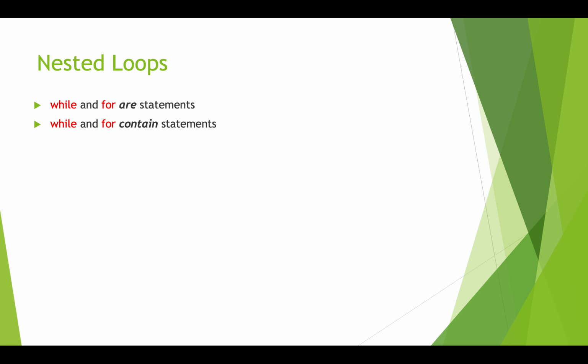So we've already seen that loops, either while loops or for loops, are actually program statements. But we also know that while and for loops can contain statements in the body of the loop. That means that if a while loop can contain a statement and a while loop is a statement, you can have a while loop inside a while loop. And the same for for loops. So you can mix and match these.